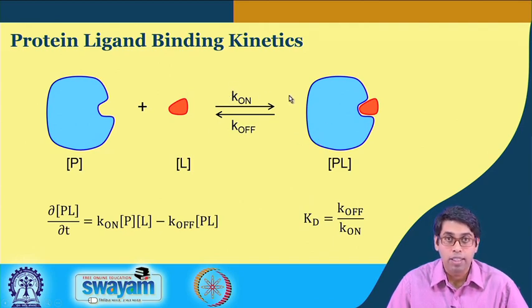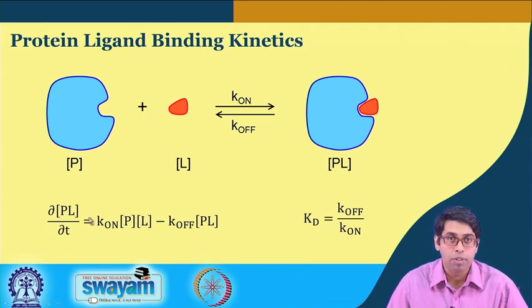So, the forward reaction rate is given by this rate constant multiplied by the free ligand concentration multiplied by the free protein concentration, which is shown here. So, K on times P, which is the free protein concentration, times L, which is the free ligand concentration, and you subtract the reverse reaction rate, which is K off multiplied by the concentration of this protein ligand complex. So, minus K off times PL. So, this is the rate of the formation of this complex.